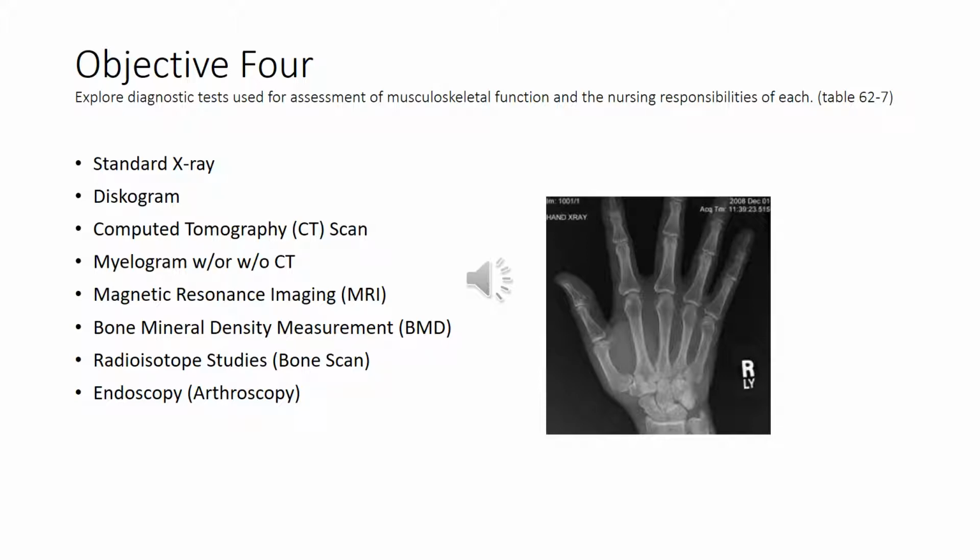Skipping down to the bottom of this slide, an endoscopy or an arthroscopy. This is a small fiber optic tube called an arthroscope used to directly examine the interior of a joint cavity. So after anesthesia has been administered, a large bore needle is inserted into the joint, and the joint is distended with fluid or air. You can look at figure 62-9 for this.